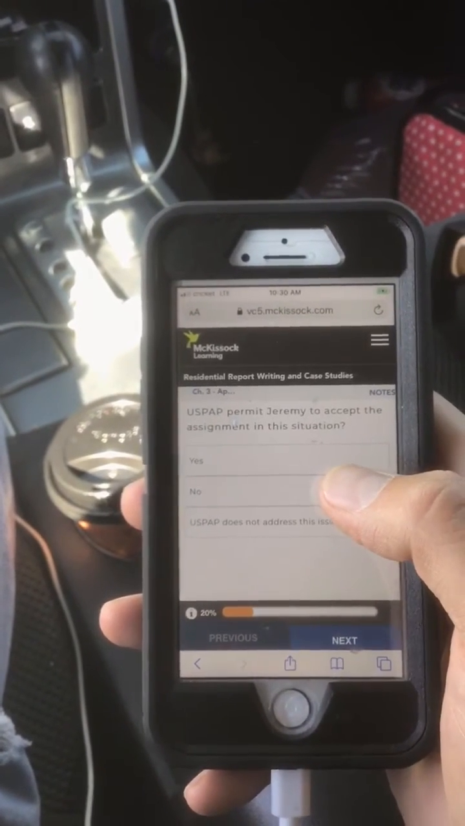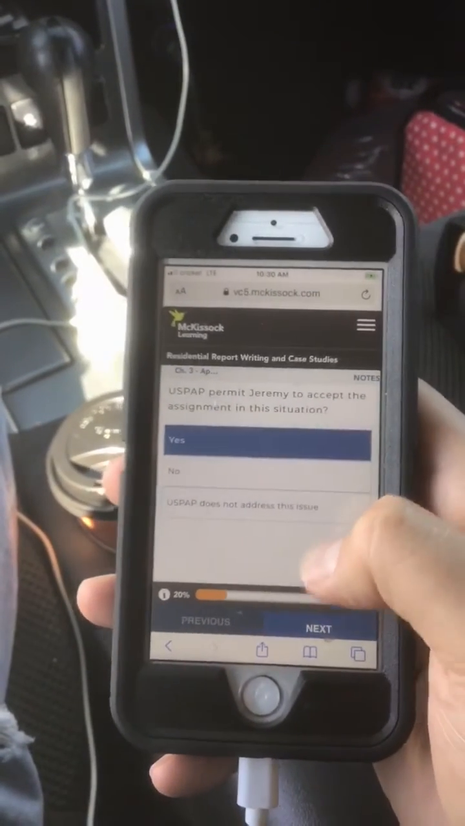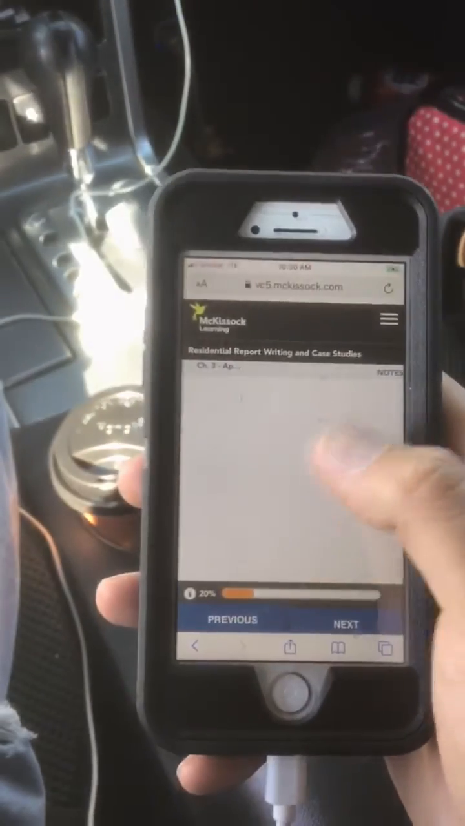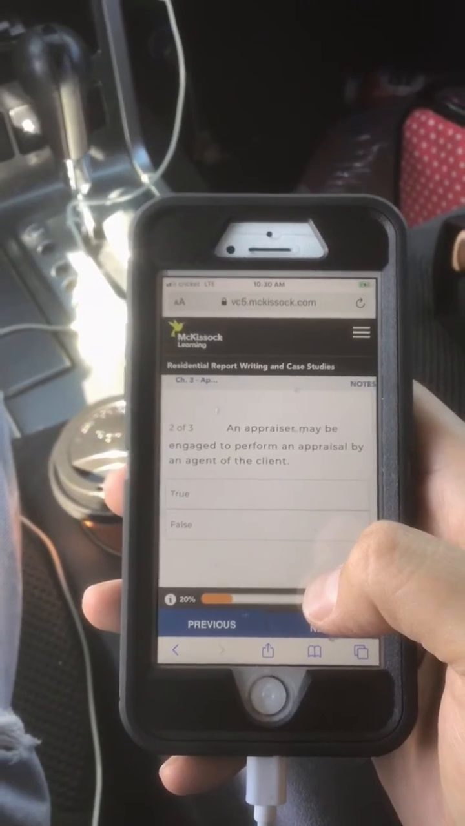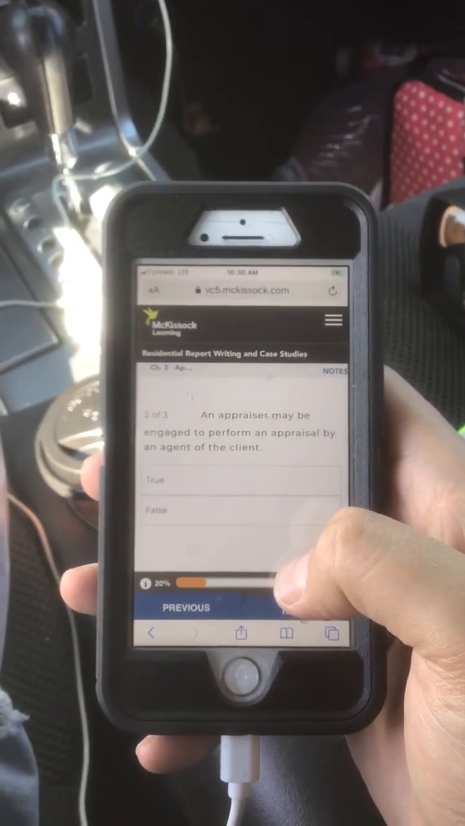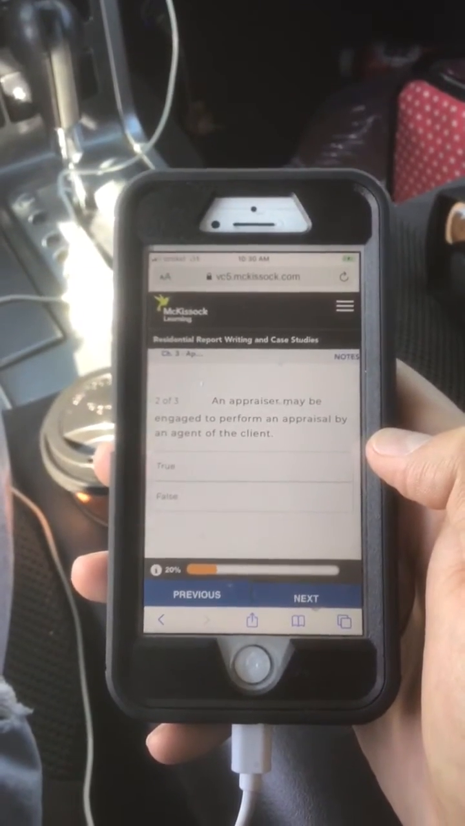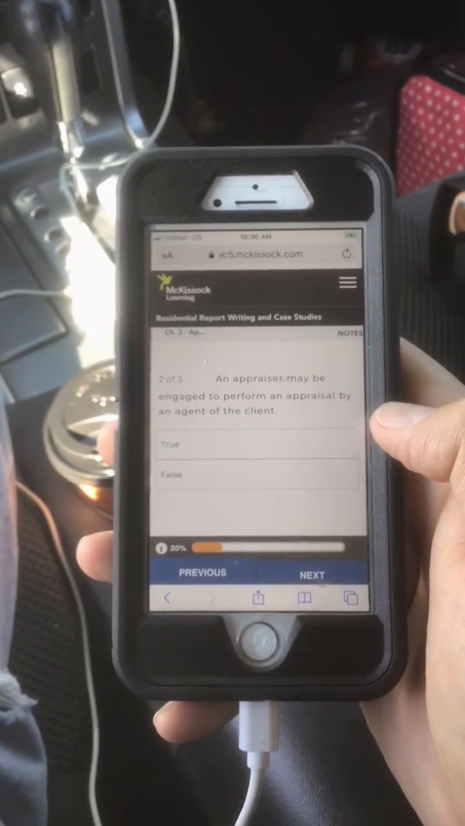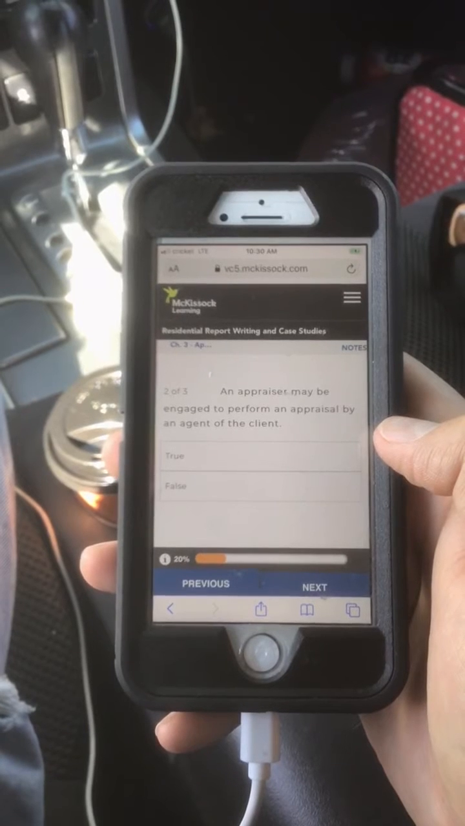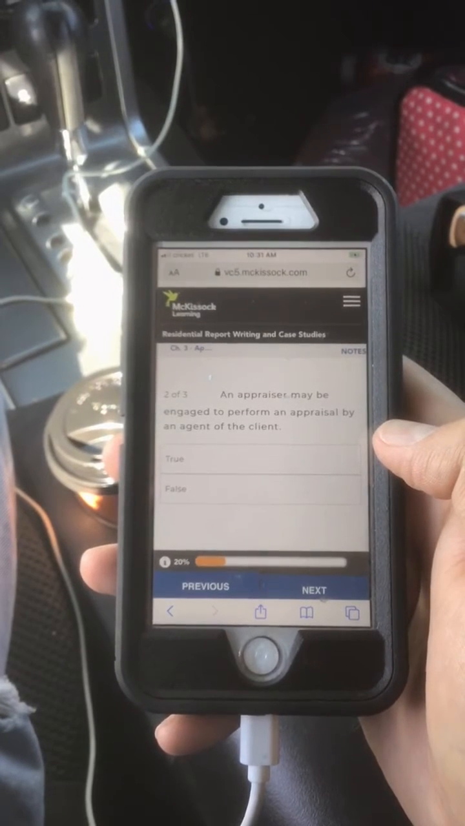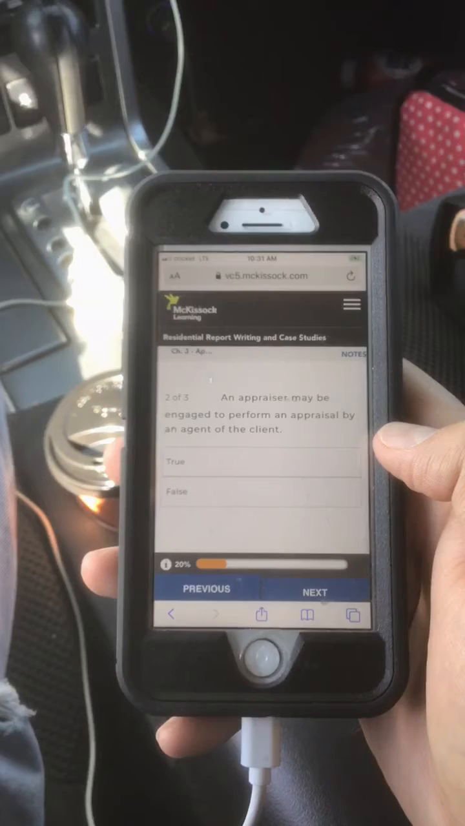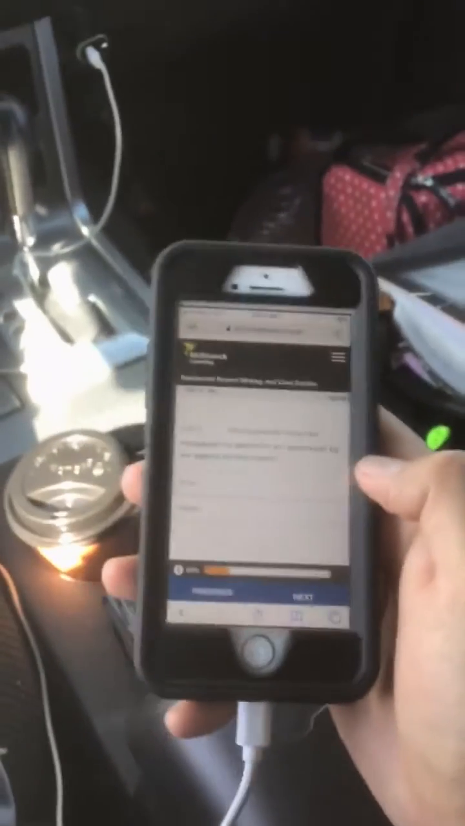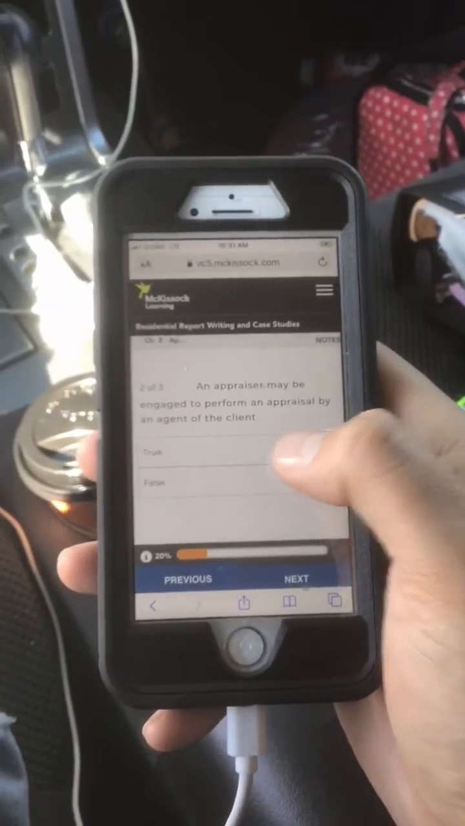I'm going to lead towards yes. This is a hard one. Number 2. An appraiser may be engaged to perform an appraisal by an agent of the client. True or false? I'm going to go true.